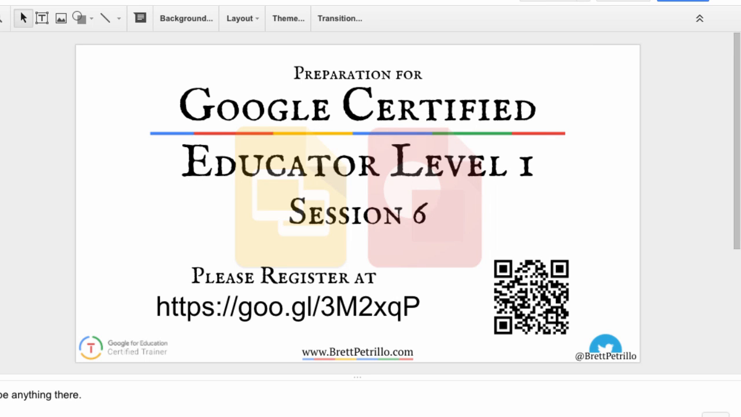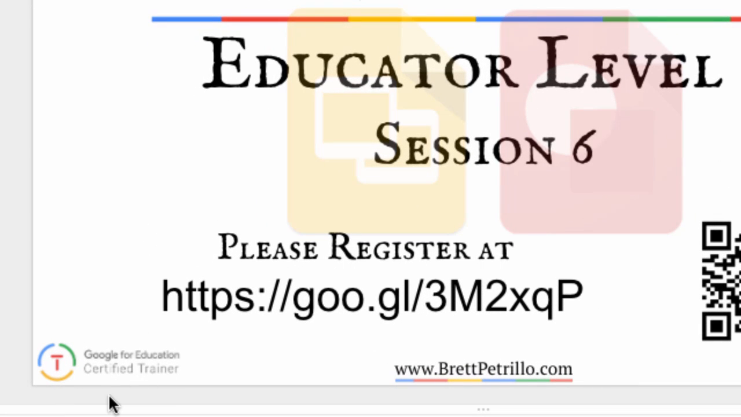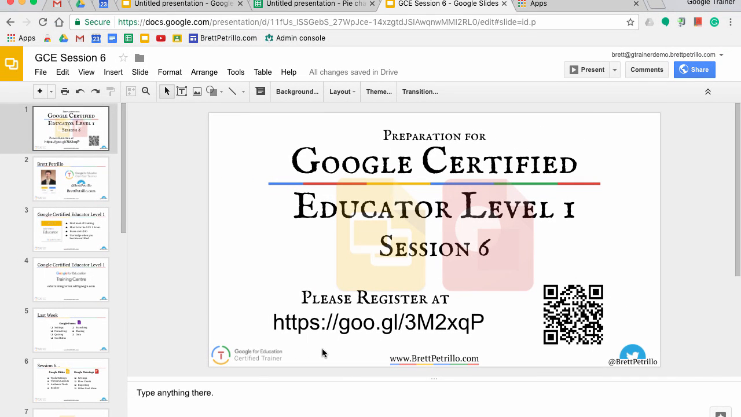So you notice on my slide here, I've got this little logo, Certified Trainer, down at the bottom left. I've got my Twitter handle in my bottom right, and I've got my website right there. A little bit of branding. I want that to show up on every single slide, but I don't want to have to copy and paste it into every slide. I just want to do it automatically. Well, that's where the master comes in.